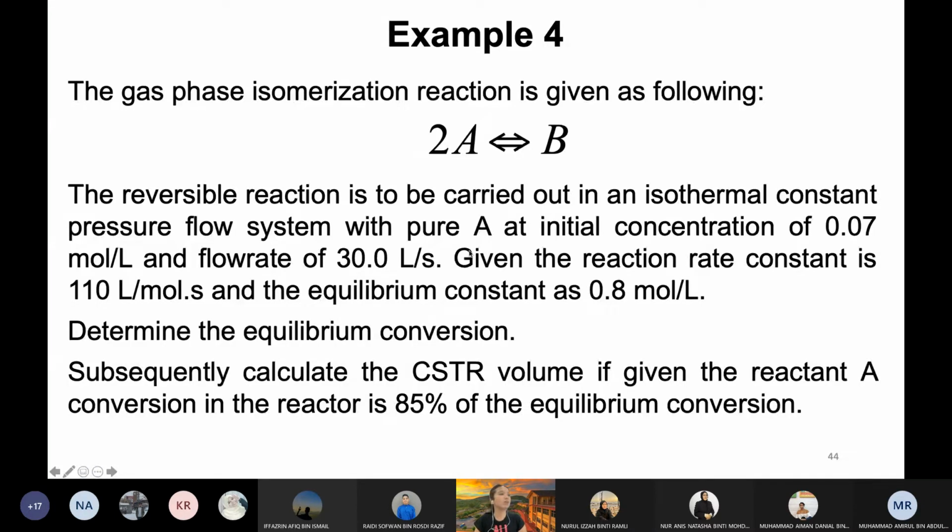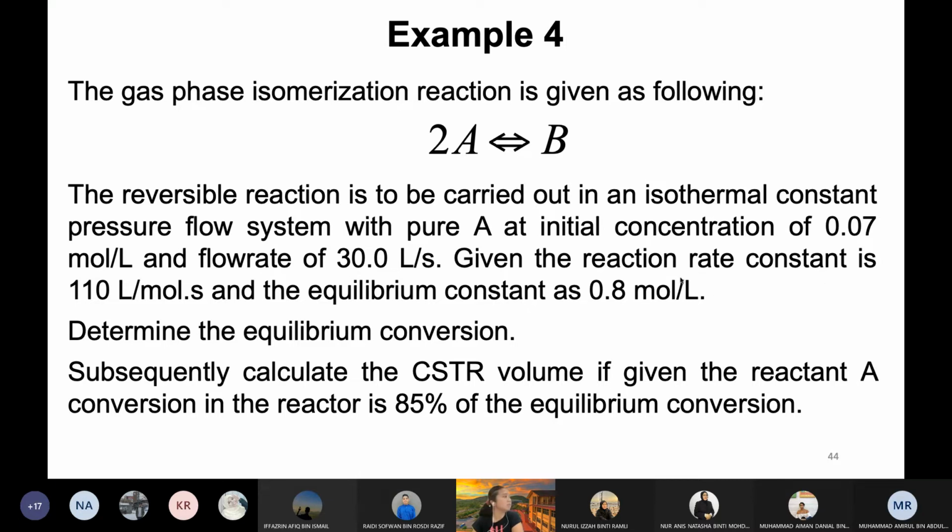Okay, so done, right? Before we finish, one example, then we are done for today. We should be done by 6:15, 6:20. Okay, so the question says, the gas phase isomerization reaction is given as follows: 2A isomerizes to 1B. It is a reversible reaction carried out in an isothermal, constant pressure flow system with pure A at an initial concentration of 0.07 mole per liter and a flow rate of 30 liters per second.